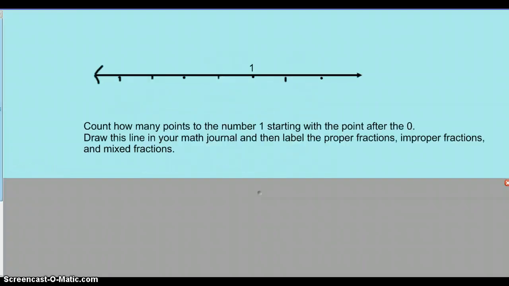Count how many points to the number 1, starting with a point after the 0. Okay. 1, 2, 3, 4, 5. This is 0 here. Should put that. There we go. Draw this line in your math journal and then label the proper fractions, the improper fractions, and mixed fractions. Pause the video now and do this.